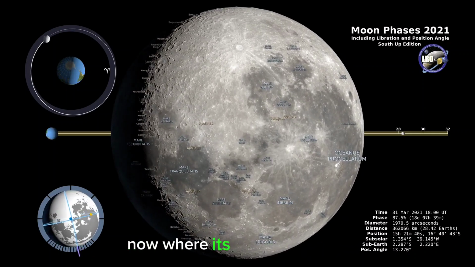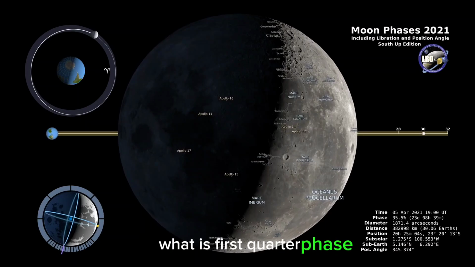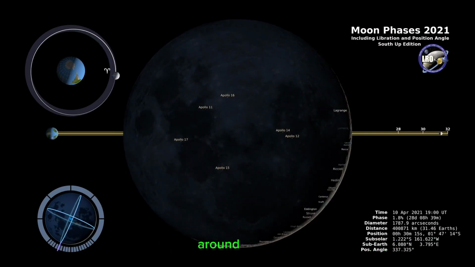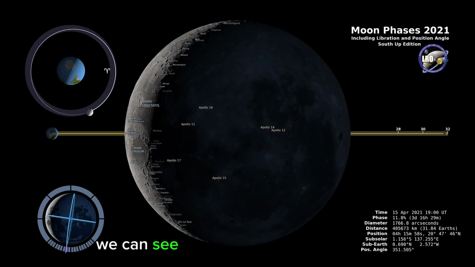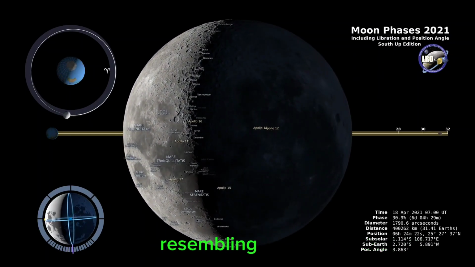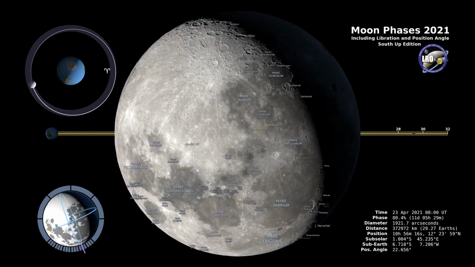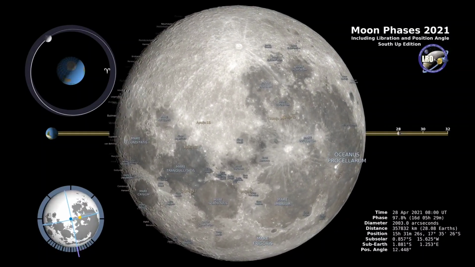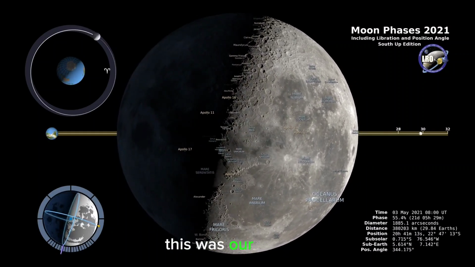Now comes the second phase, which is known as first quarter. What is the first quarter phase? The moon has completed about 1/4 of its orbit around the Earth. From our perspective, we can see half of the moon illuminated, resembling a half moon. So this was our first quarter.